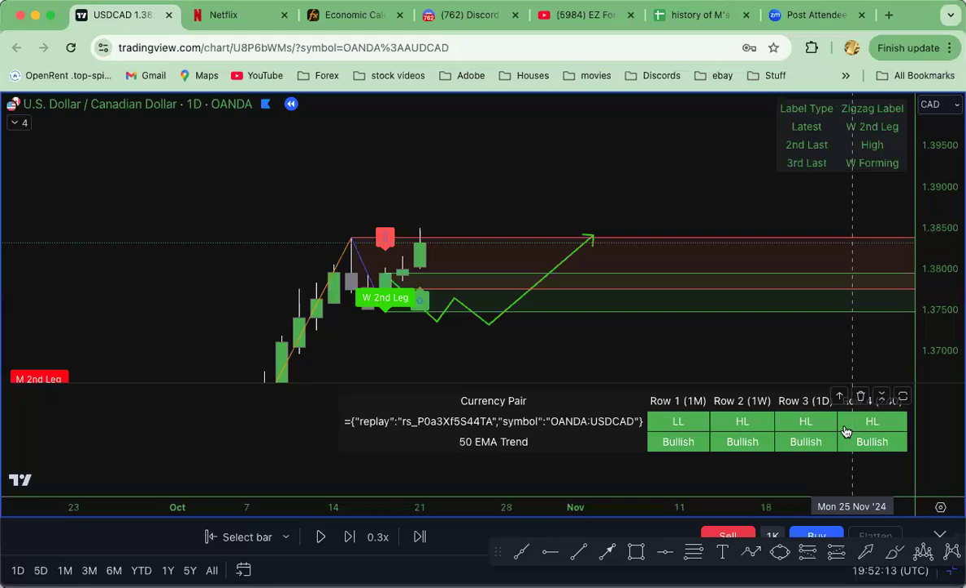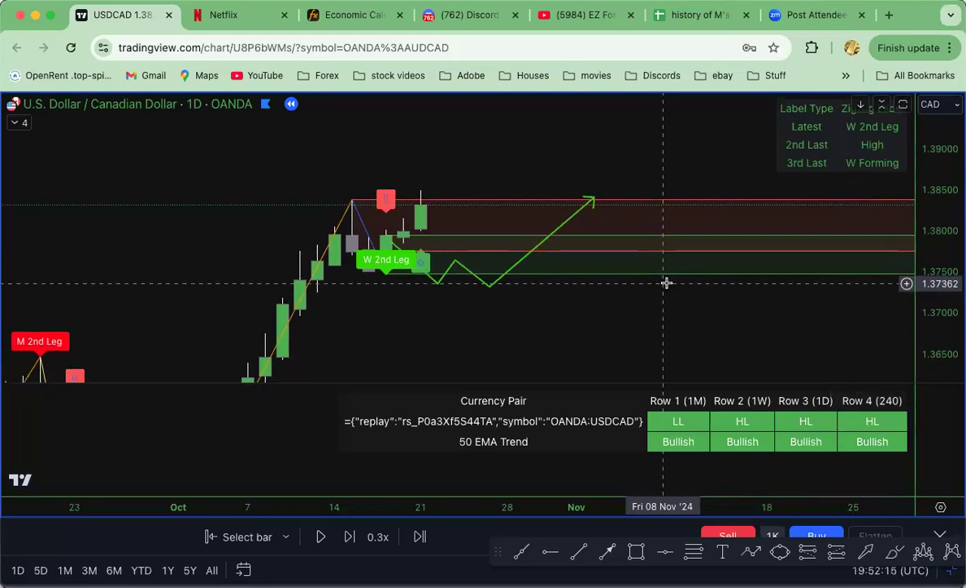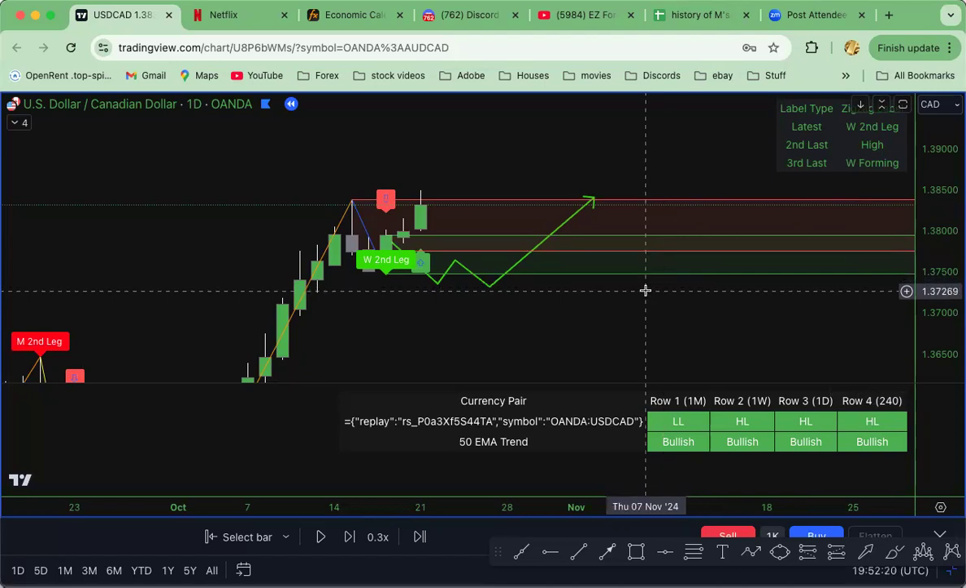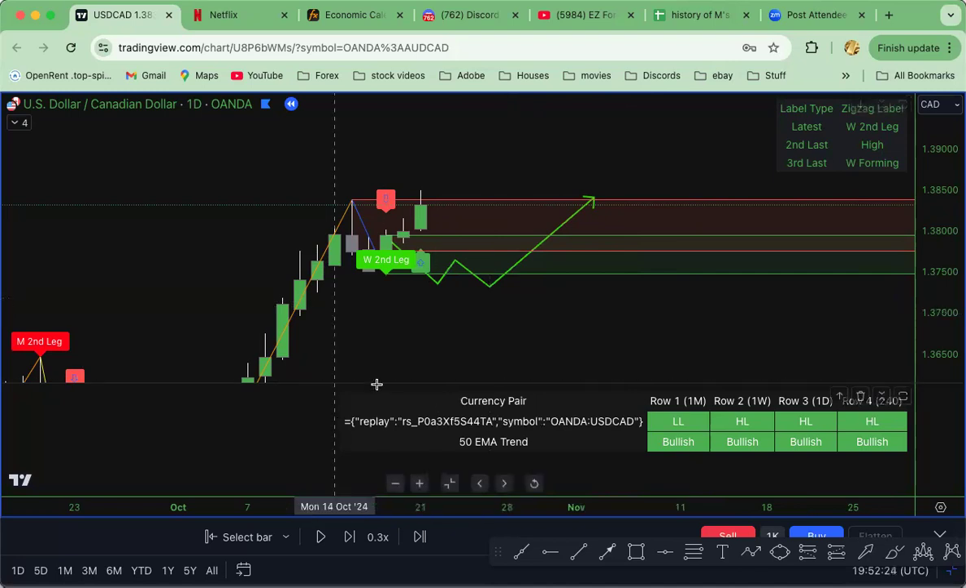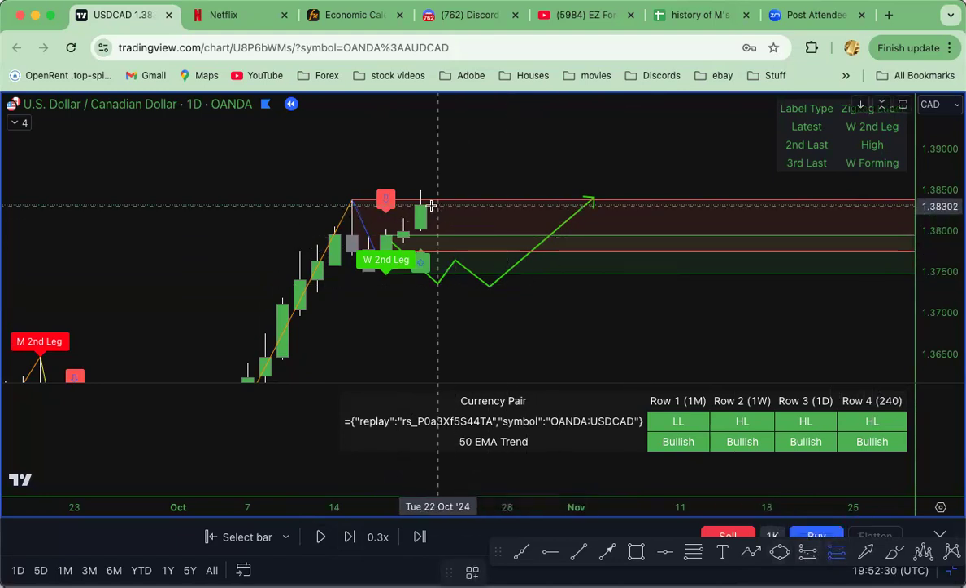Do you see what I'm saying, people? How easy was that? Look at the table. Look how nice and bright it is. Okay. Boom. Cool. Let's go. And we've easily just entered a long position here.